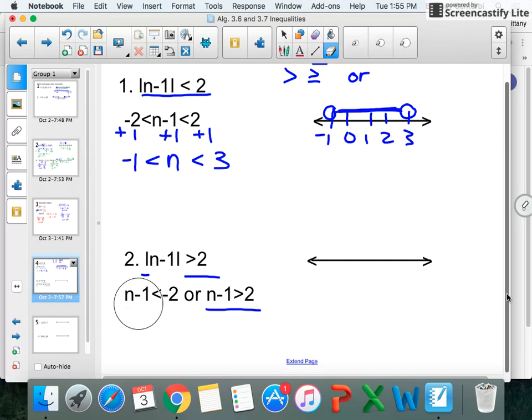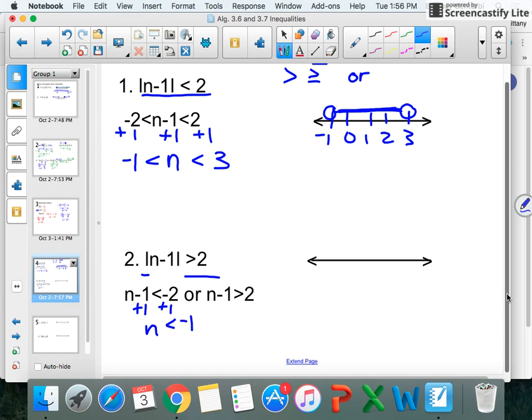First step, keep it the same. Second step, you have to rewrite it, flip the sign, and flip the sign of the number. So if it was positive, make it negative. Then you're going to just solve these two separately. So you're going to have n is less than negative 1, or n is greater than 3.